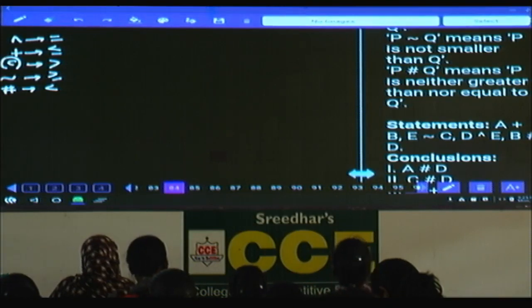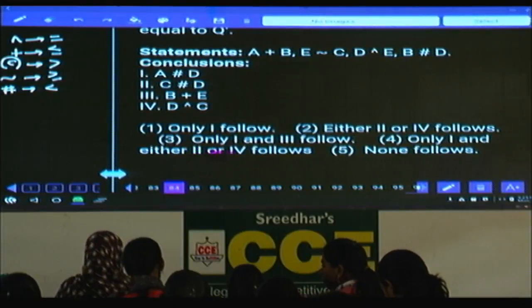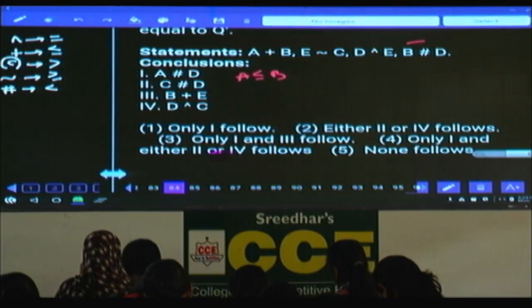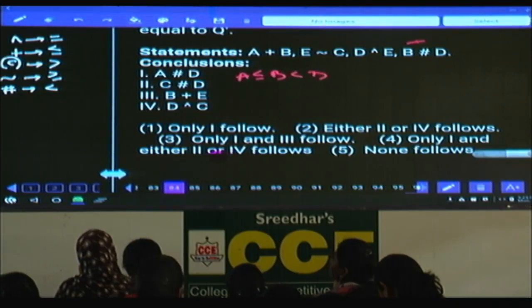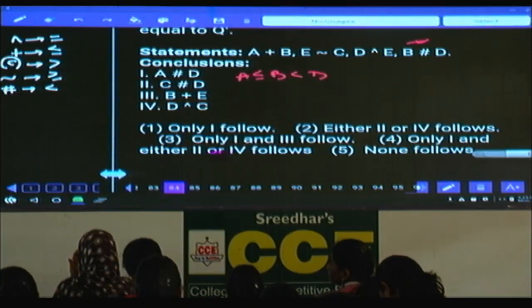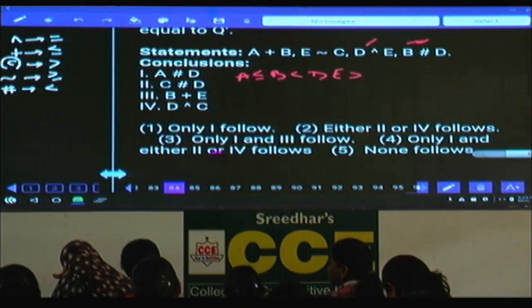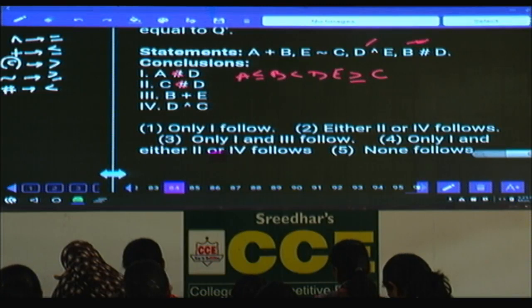Coming to question number 84, what information do we have? A plus B: plus stands for A lesser than or equals to B. B hash D: hash stands for B lesser than D. D equals to E, and E greater than or equals to C. This is the information given. Then the first one: hash stands for lesser than, plus stands for lesser than or equals to, and this is equals to.